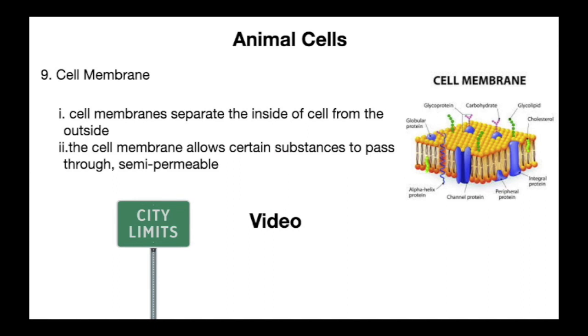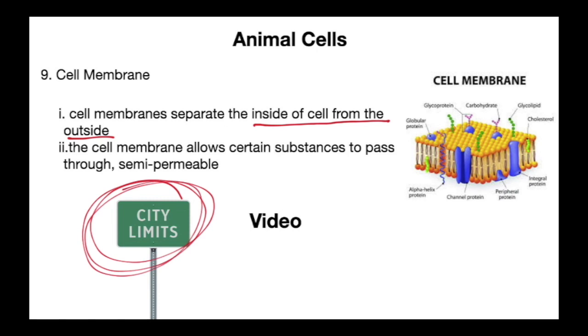And of course, we have a cell membrane. We have this way to separate the inside of the cell from the outside of the cell. In other words, city limits, boundaries. Cell membranes are made out of lipids and fats. And anyway, it allows certain substances to pass through, so it's semi-permeable.